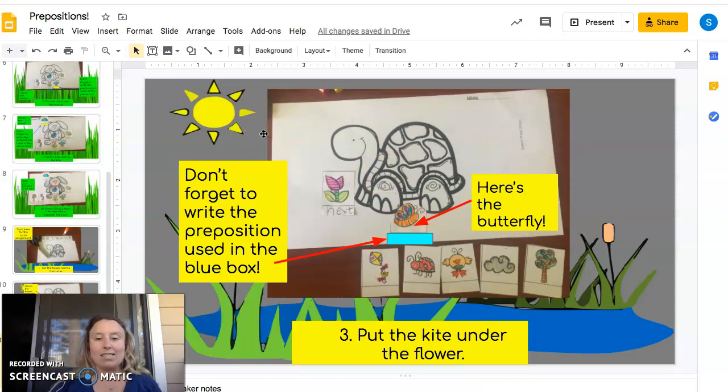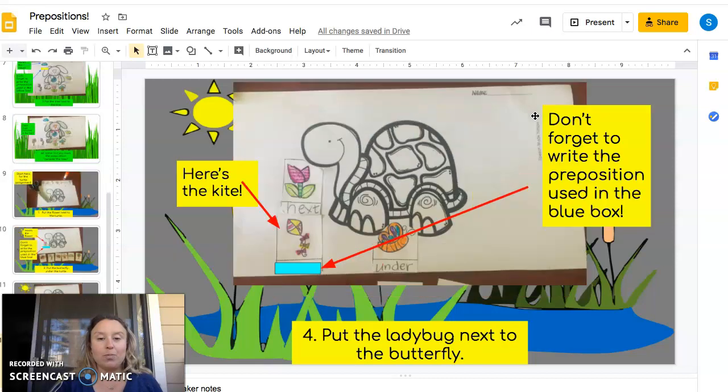Okay, next. You'll also notice that on each consecutive picture, I'm going to put the correct preposition underneath the correct image. All right, number 3, put the kite under the flower. All right, pause me now to do so. Here's the kite. It's under the flower. Write down the preposition, please.